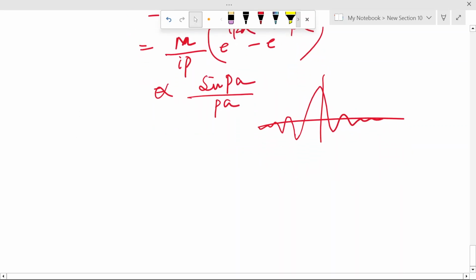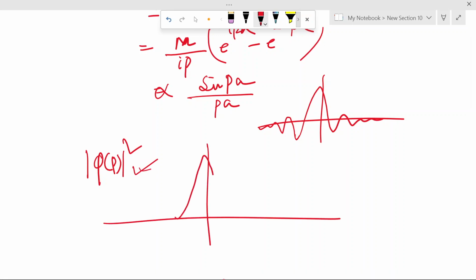And you have been asked to find mod of phi of p square. What will be the form here? It will be the same form, but the negative part will not be there. This one. So this is the answer.